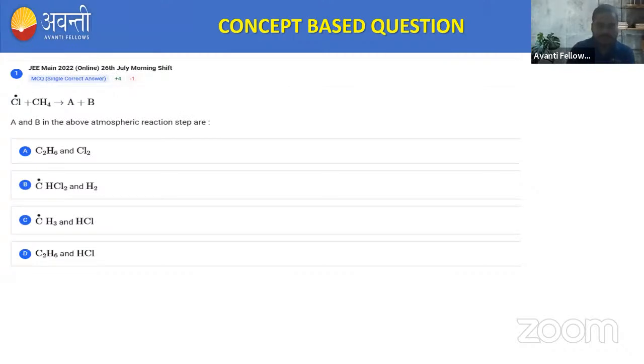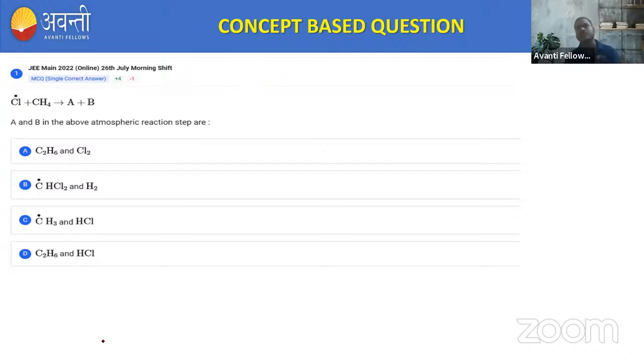Okay? So in this question, we have a free radical of chlorine that reacts with CH4 to form A plus B. So you have to identify A and B. A, B in the above atmospheric reaction steps are. So you have to identify A and B.